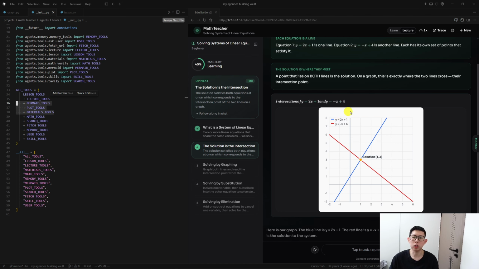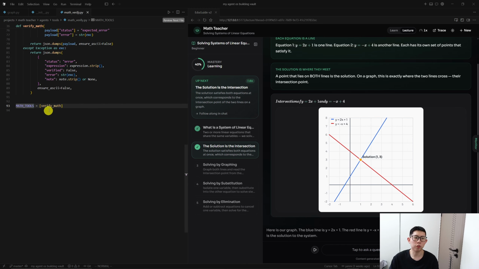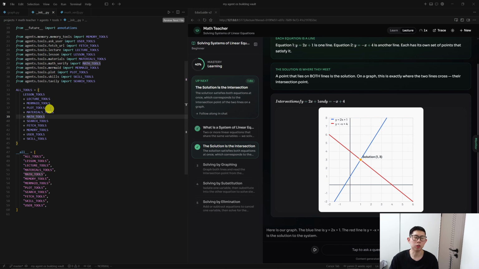This is for the card generation like materials and plot, a two-dimensional graph here, and mermaid diagram tools, visuals. So these three tools are for the visuals. The math tool is important. This is to verify the output of the equation. Make sure every equation is correct. And the search tool and fetch tool are for gathering online resources or databases, whatever.